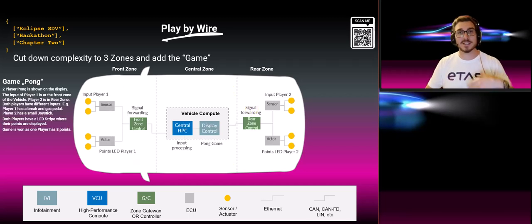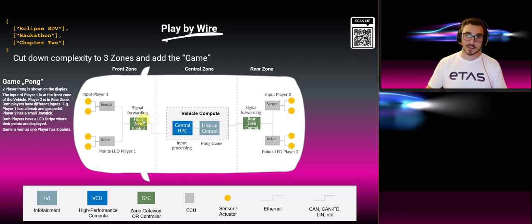So coming to an easier thing, we cut down on the complexity to 3 zones and at the game. In the middle central zone, you have the central HPC, where you normally put in your inputs for the display, where you run your Pong game. I just take Pong because Pong is very easy and commonly used. And on the right side, it's the rear zone. There's a rear zone control, one sensor, one actor, and some blinking interfaces.